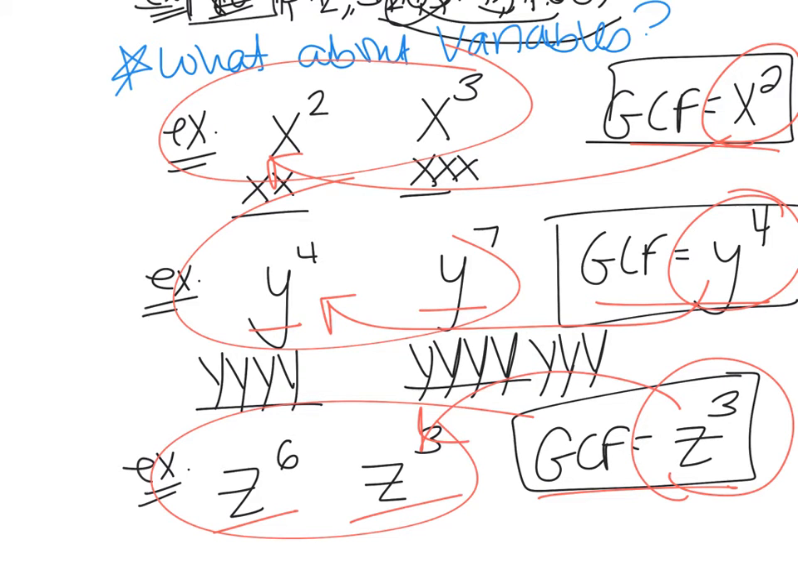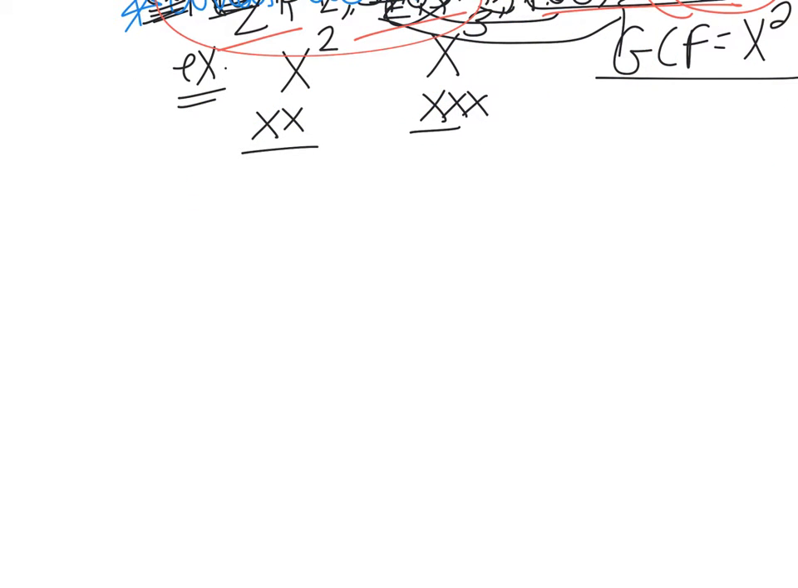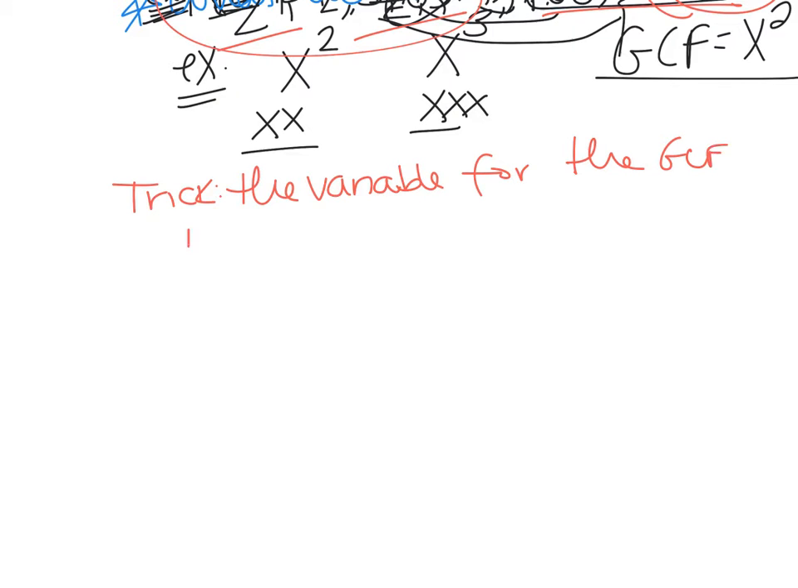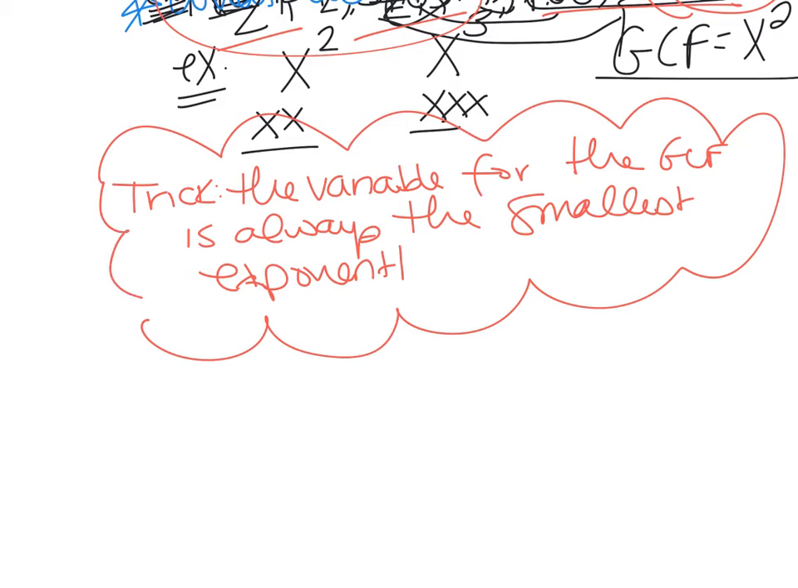So my trick, and we'll write this down so we have it here. My trick is the variable for the GCF is always the smallest exponent. So that's going to save us a lot of time when we're having to do this. Again, remember, this is just half the battle. So now, we're going to put the two things together.